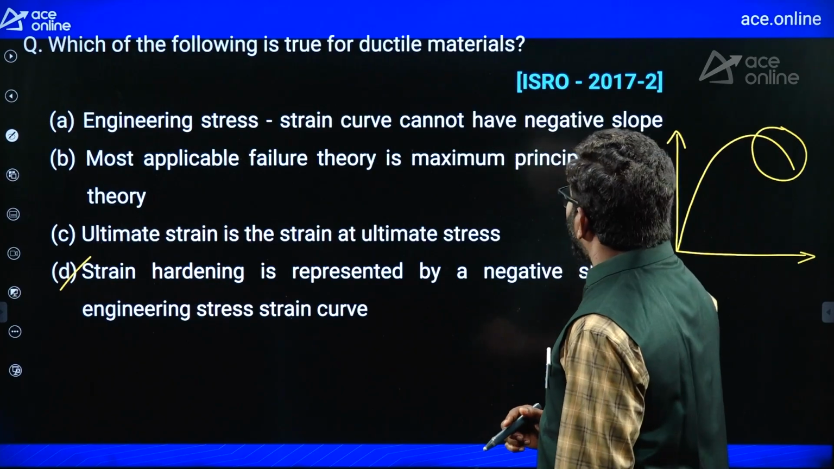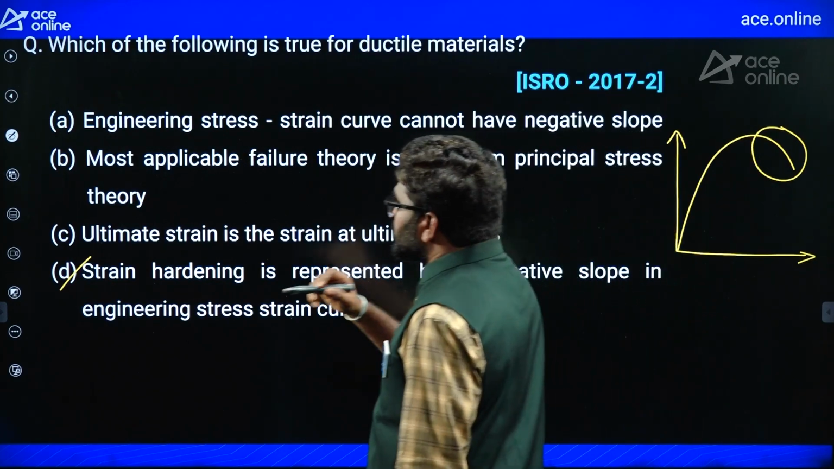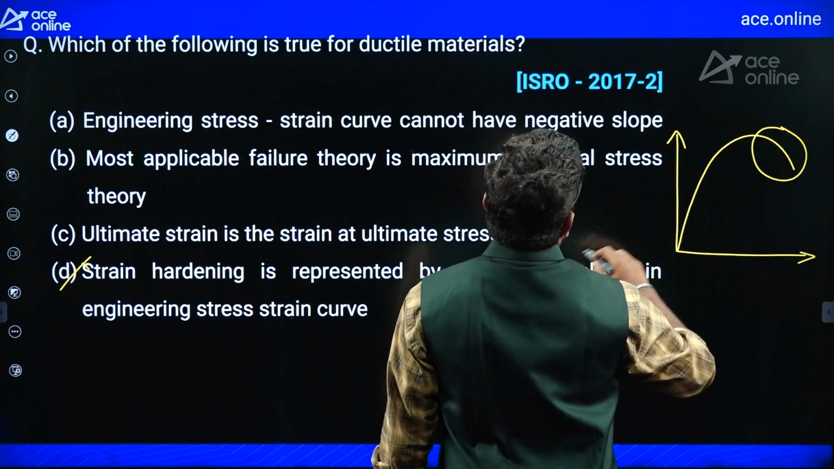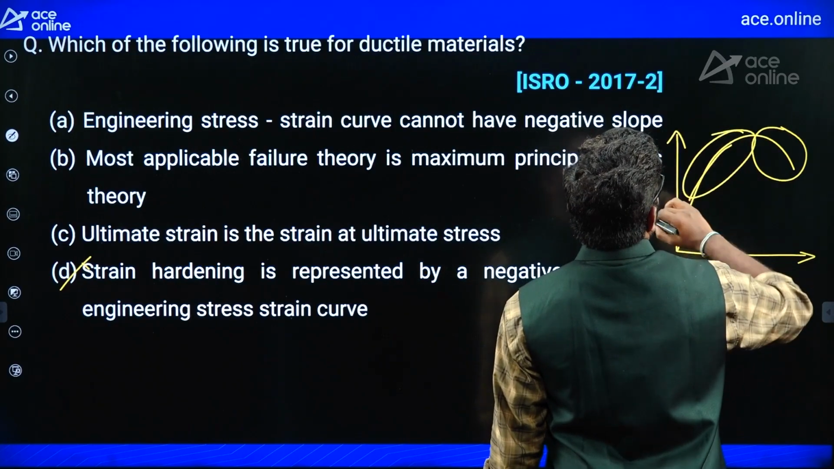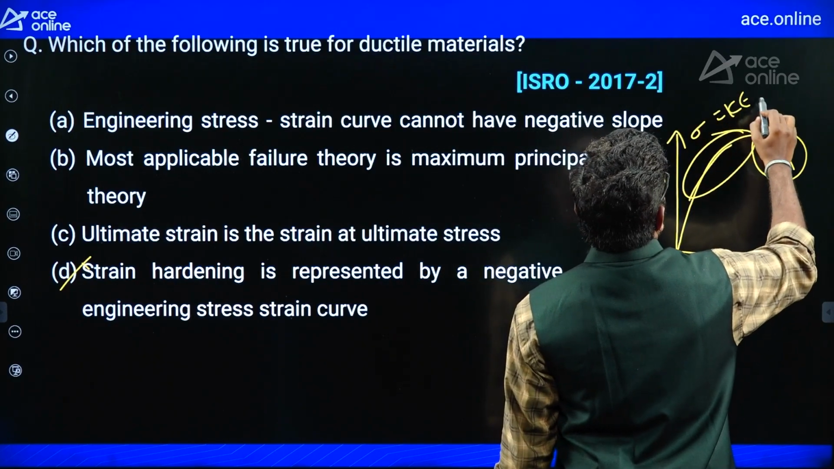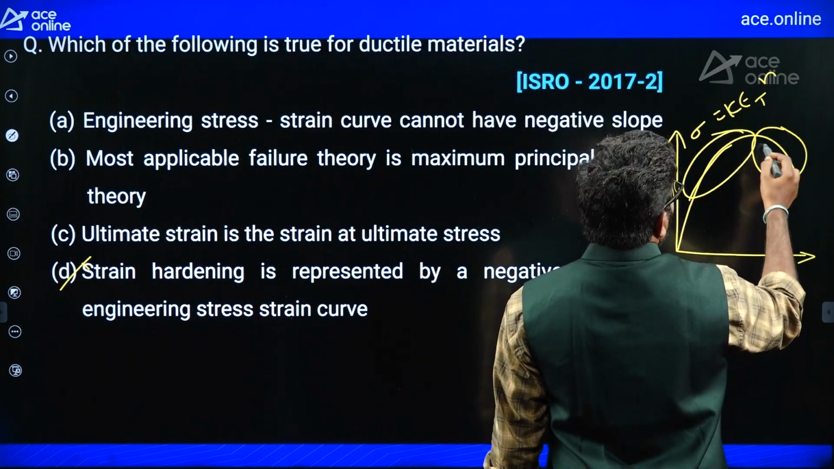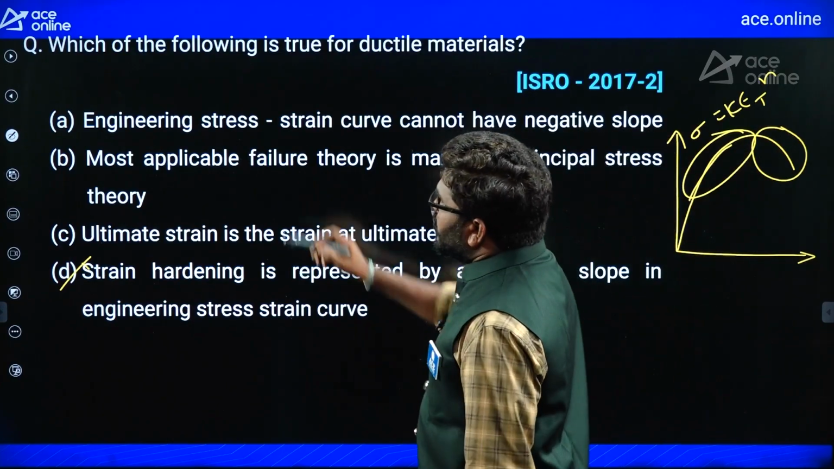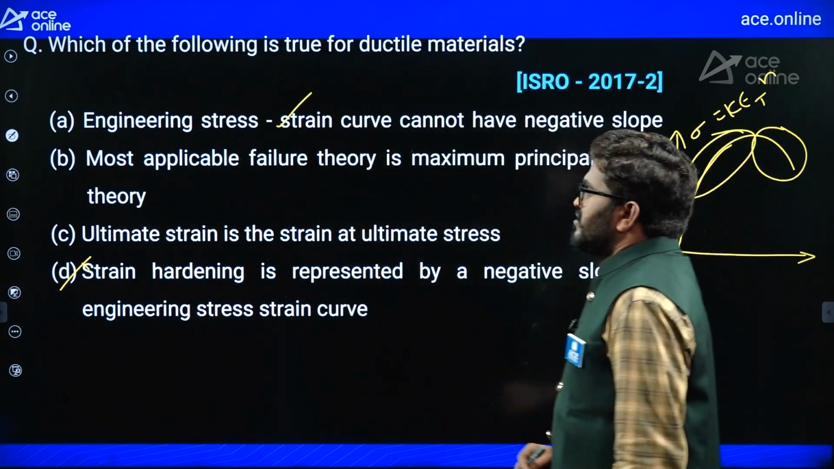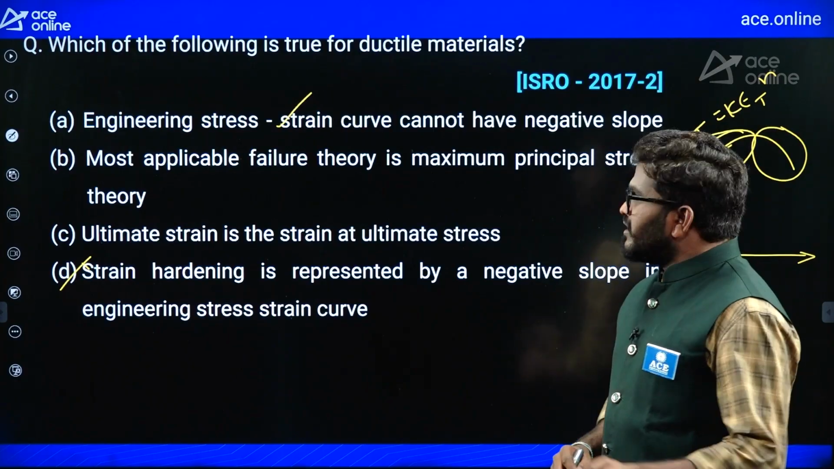No, cannot be having a negative slope here, positive slope only, because strain hardening, remember this is the strain hardening region, sigma is equal to K into epsilon to the power n. This is negative after the ultimate point. So you can take A as the correct one, right?